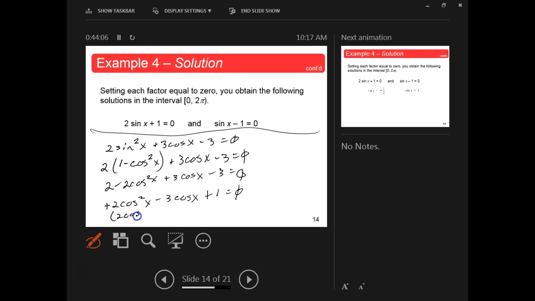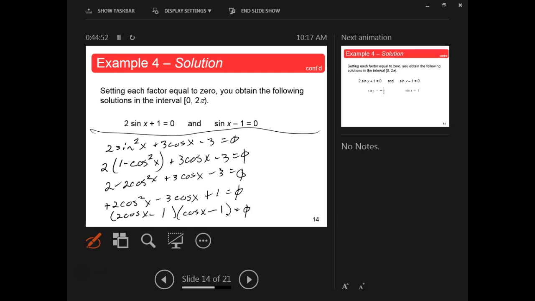And how would that factor potentially? 2 cosine x and cosine x. Now, once you've factored the first term, I then look at the third term, but I first look at the sign of the third term. What is it? What does that tell you about these two signs? They've got to be the same. Since the middle term is negative, they both have to be negative. So that's going to be minus, minus. And what's the only possible factorization of 1? 1 and 1. We don't know if this works or not. Let's see if it does.